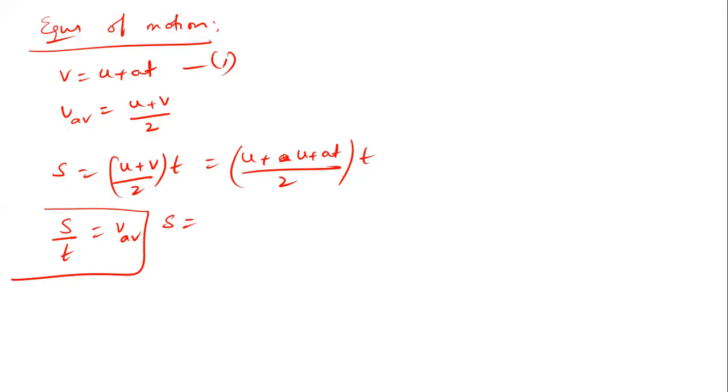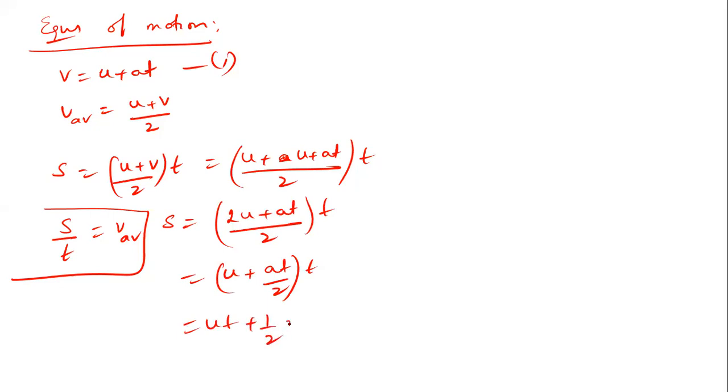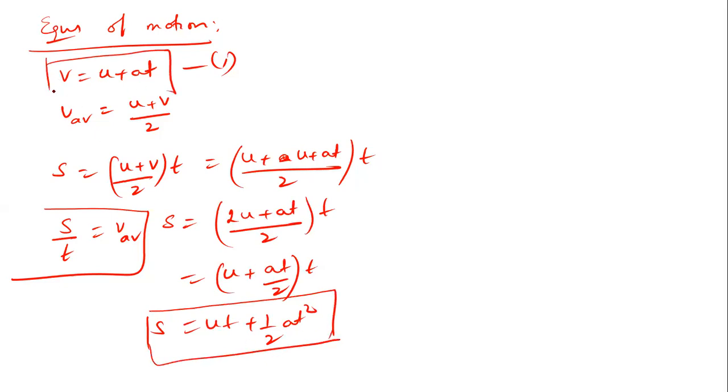Okay. So we have substituted this value. This should become (2u plus at) divided by 2 into t, which should be equal to (u plus at by 2) into t, which should be ut plus half at squared. Thus, we are able to arrive at the second equation of motion. Yes. And then let us look at the third equation of motion.